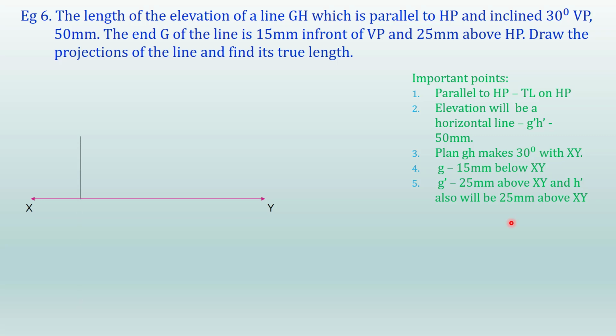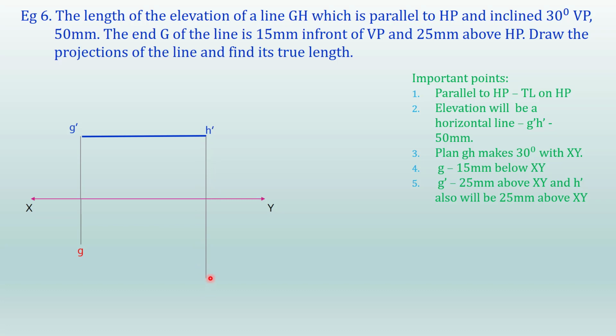First we will draw the projector of G. So you can mark G dash, which will be equal to 25 mm, and you can mark G also, which will be equal to 15 mm. Now G dash H dash is horizontal, and the length is given as 50 mm. So you can mark H dash. Once you mark H dash, you can draw the projector of H dash. This shows the projector.